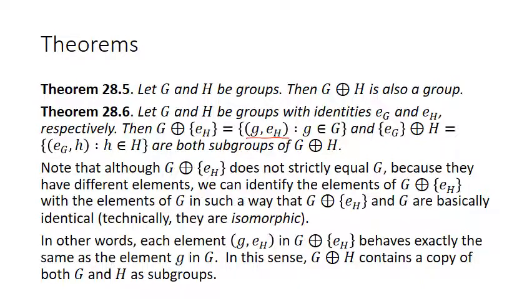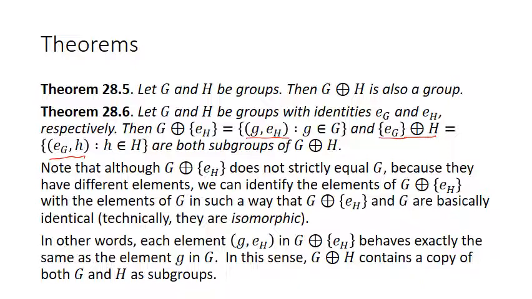And likewise, this set that just contains the identity from G, external direct product with H, so that is all of the ordered pairs with the identity from G and then something from H. Those are actually both subgroups of the external direct product of G and H. Sorry, I'm still having trouble pronouncing that symbol. We're not going to prove this.